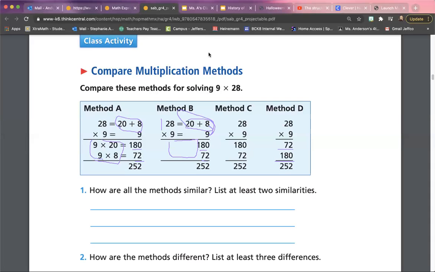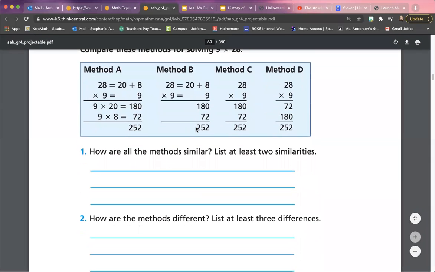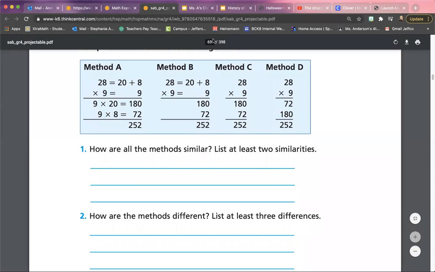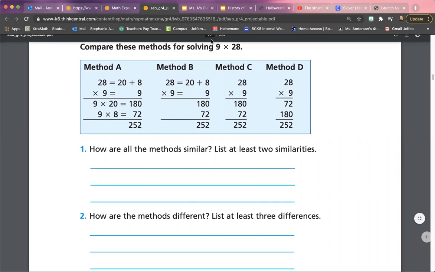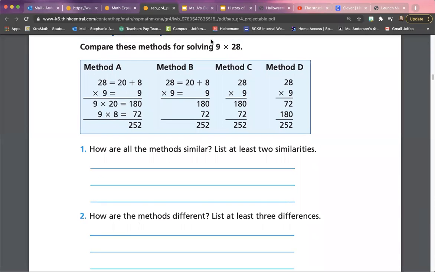Now, there are also some differences. Again, they are all the same answer, but what do you notice that's different? So again, why don't you pause the video and come up with some ways that these are different.